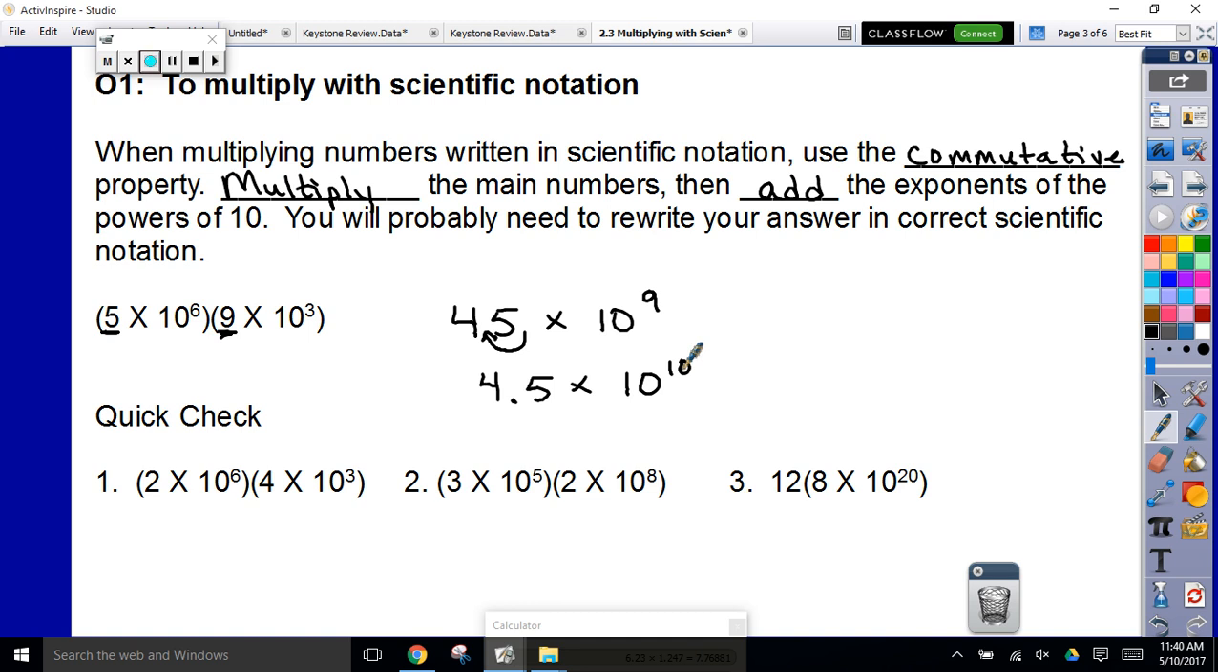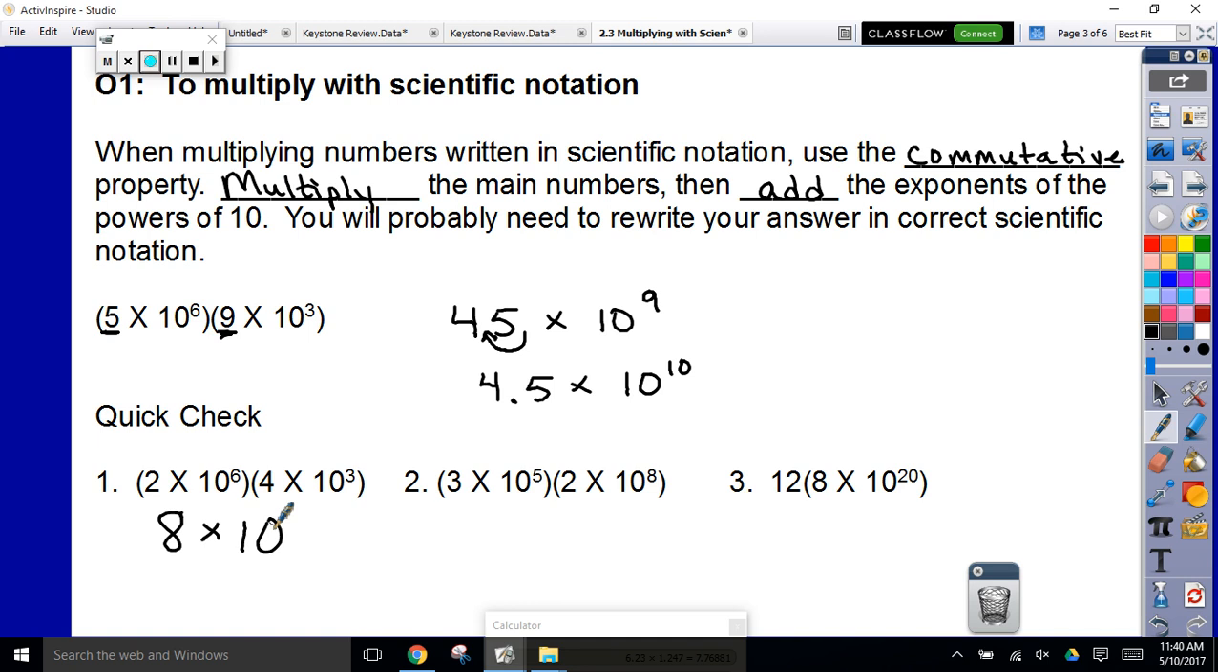Let's go over these quick checks, at least some of them together. Madison, do the first one for us. Okay, and what do we get? Multiply 2 and 4. There we go. 8. That makes me feel better. I made a mistake earlier. Now you made one. Okay. Times 10 to what power?